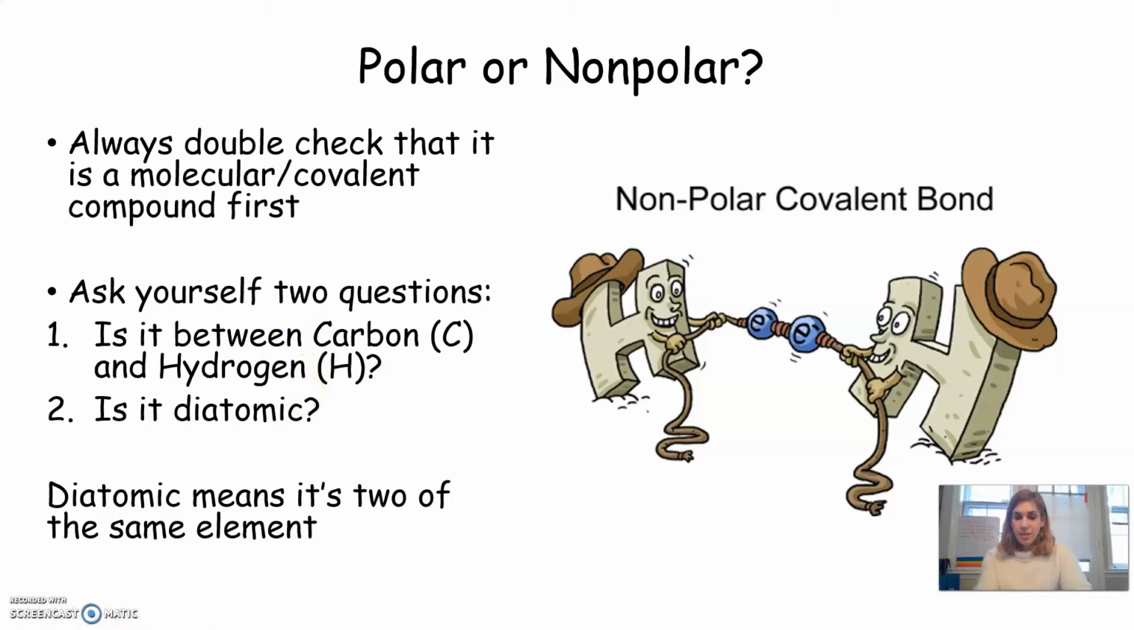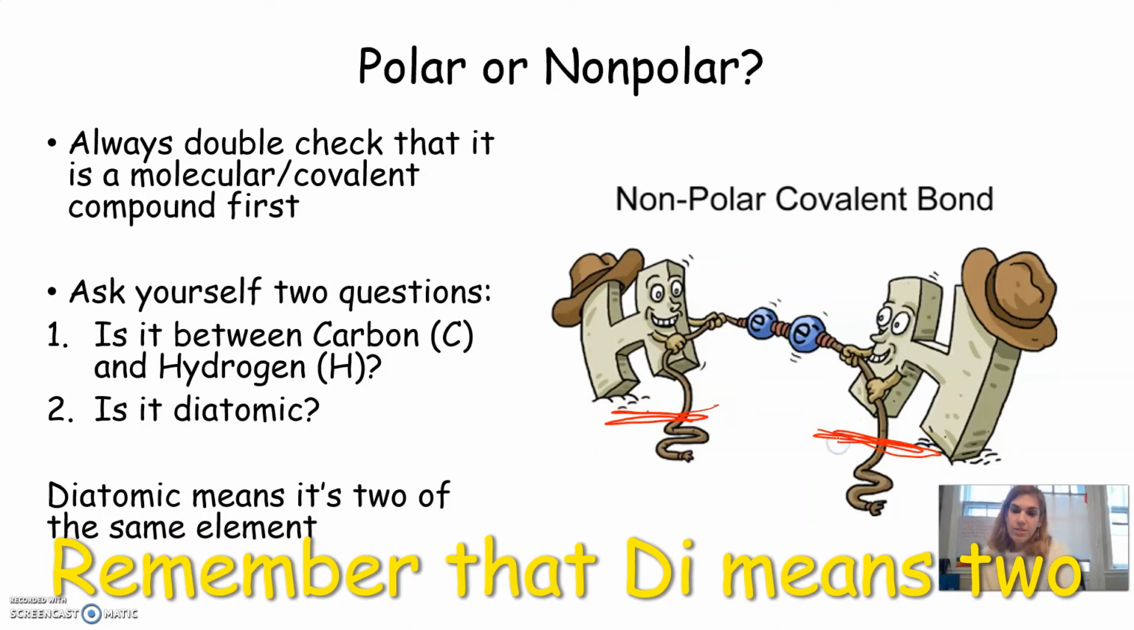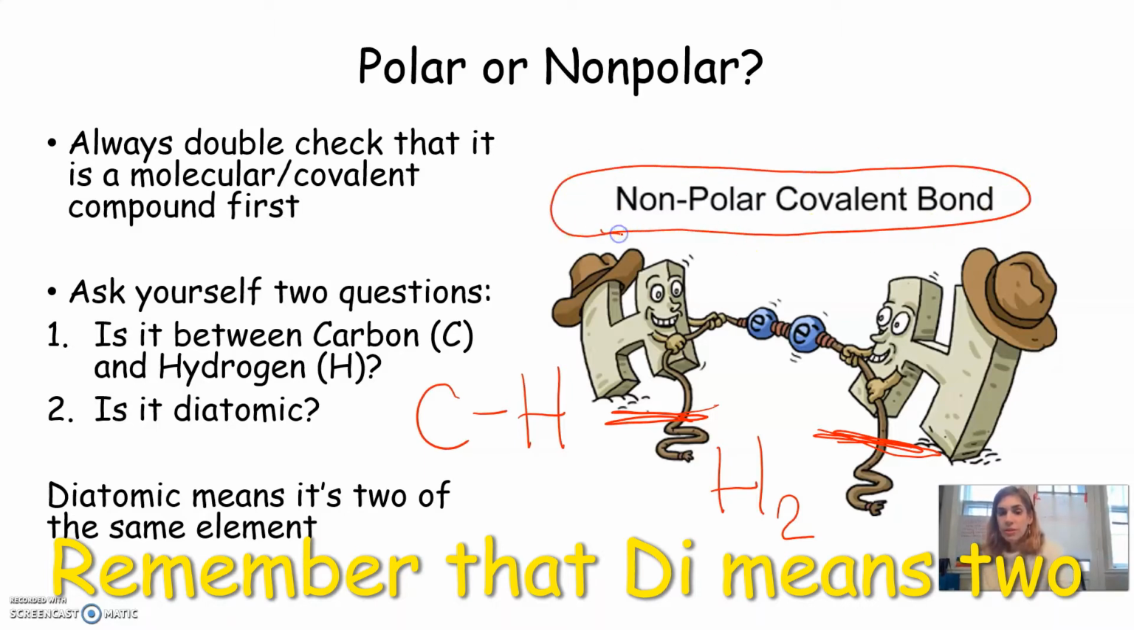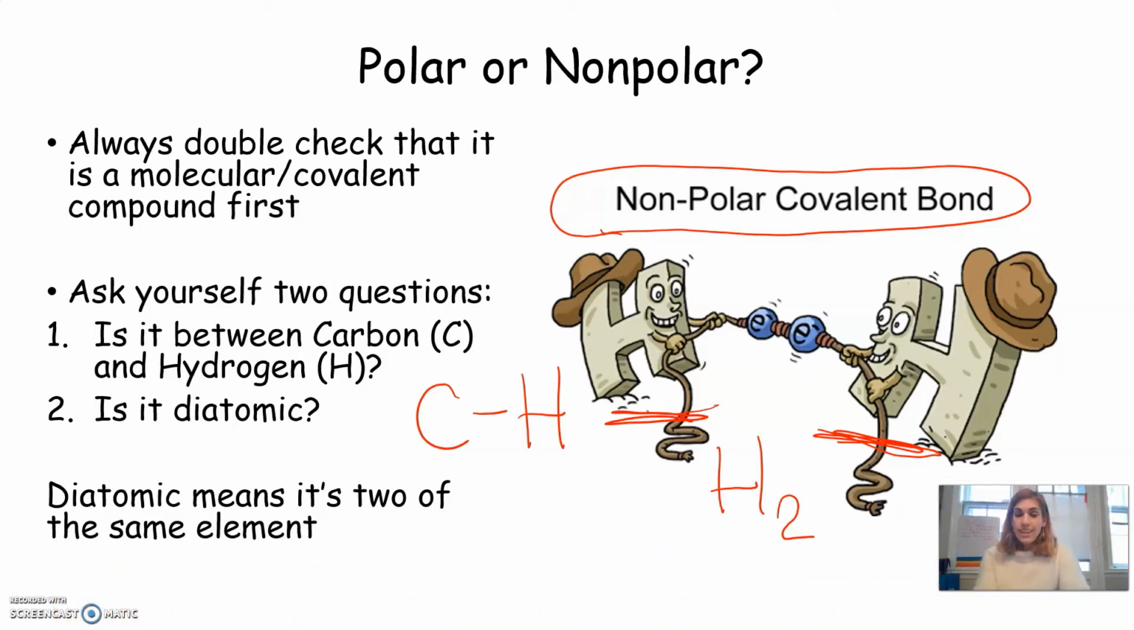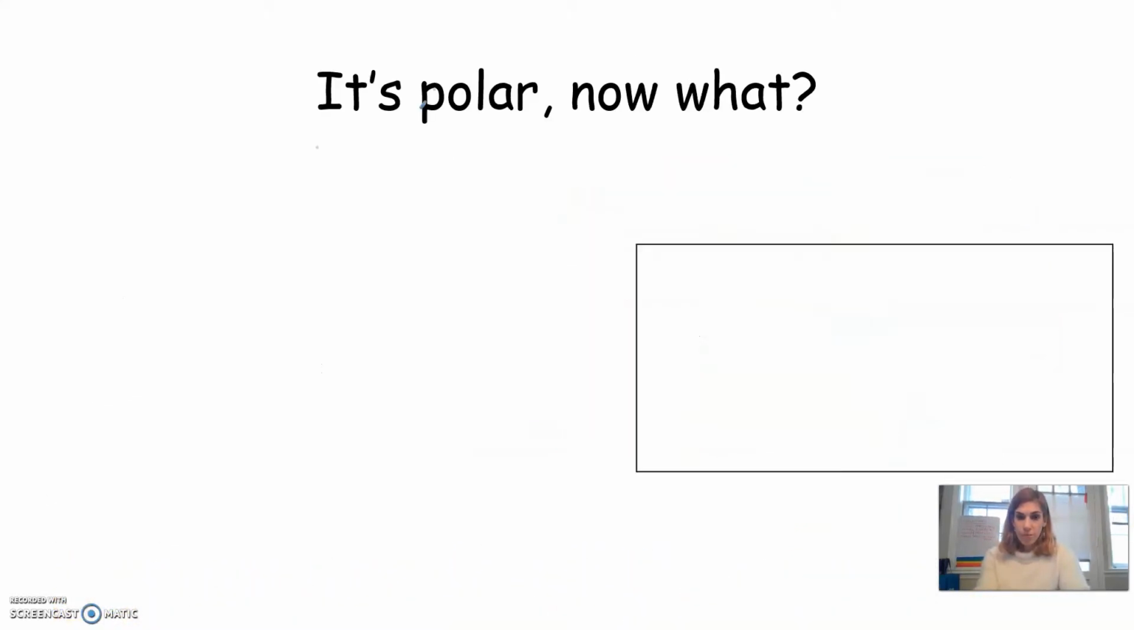If it's diatomic, it means that it's two of the same element. So for instance, over here, I have two hydrogens, hydrogen, hydrogen. This means that it's diatomic. It's two of the same ones. Carbon-hydrogen is just literally, is it a bond between carbon and hydrogen? So if you answered yes to either of those two, then it is nonpolar covalent. Otherwise, if you answered no to both of these, it is a polar bond for sure.